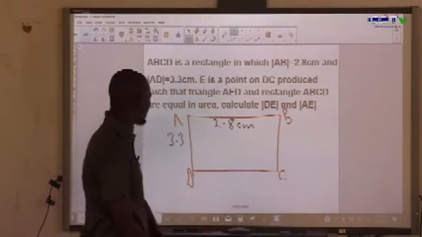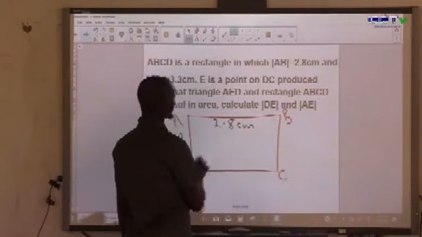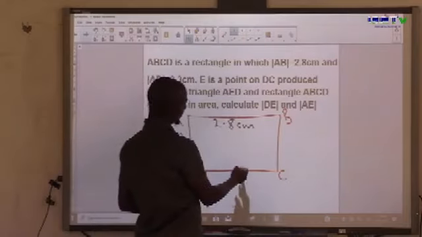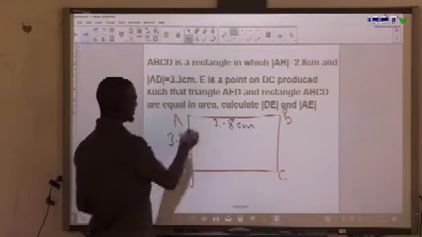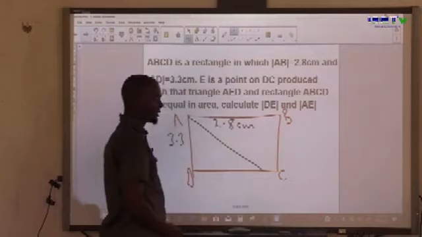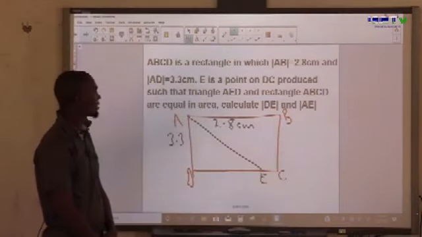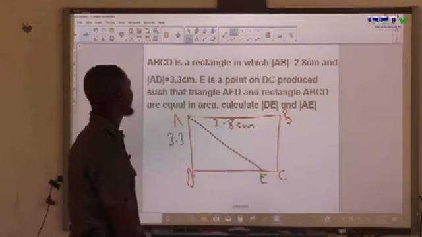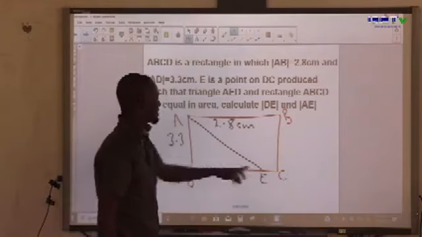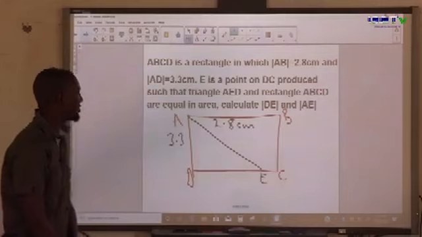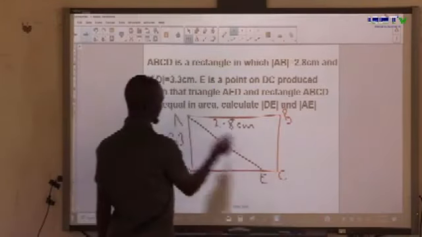Produced such that triangle AED, we have to get a point on DC first. We have A here, you'll have E here, then you have D. It's something like this, somewhere around here or anywhere. So this is going to give us our E. It's a point on DC. So that triangle AED and rectangle ABCD are equal in area. Calculate DE and AE.